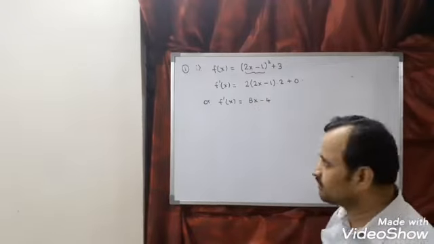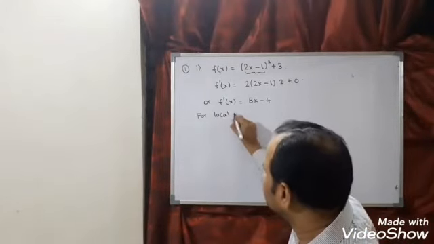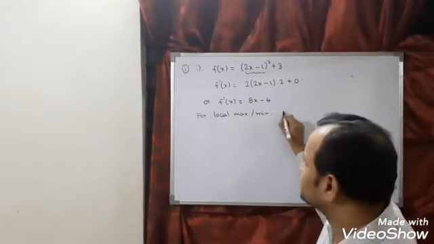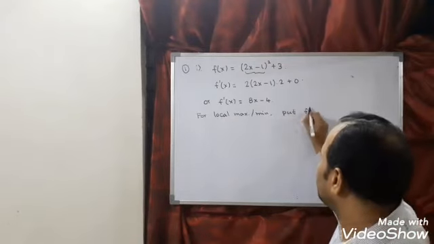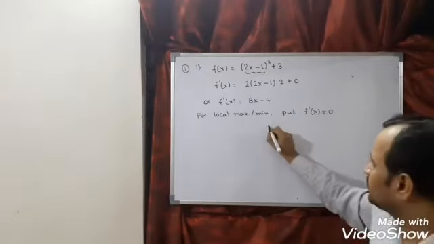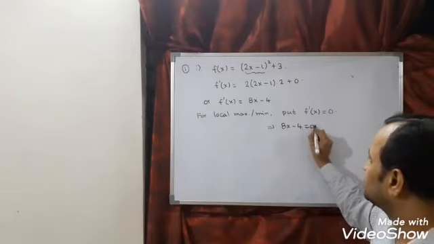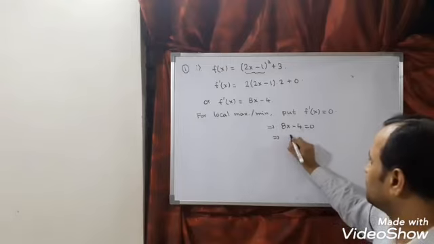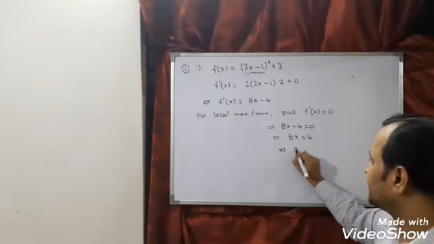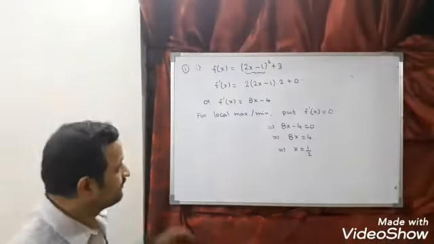What is the second step? For local max or min, put f dash x is equal to 0. So what you will get, 8x minus 4 equal to 0, or 8x is equal to 4, or x is equal to 1 by 2. What is the next step?